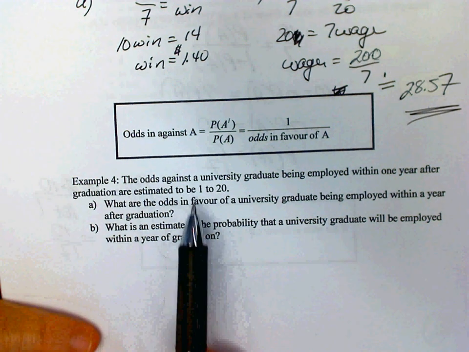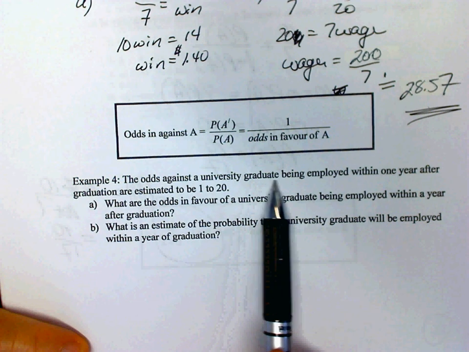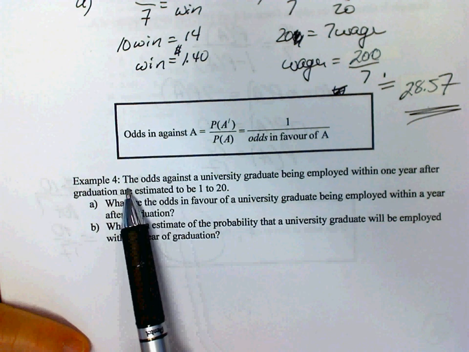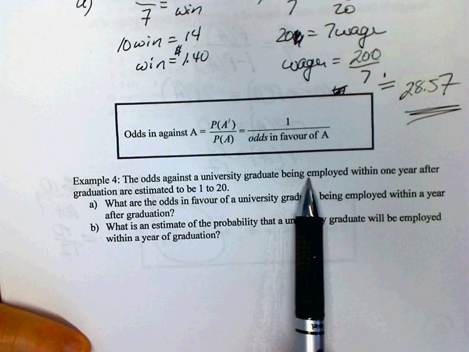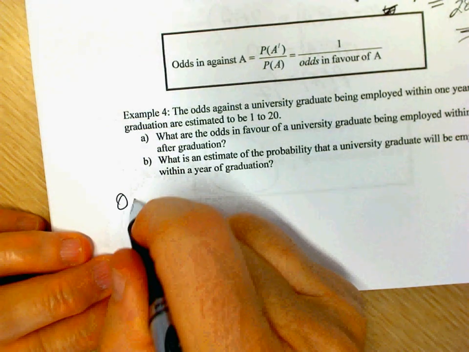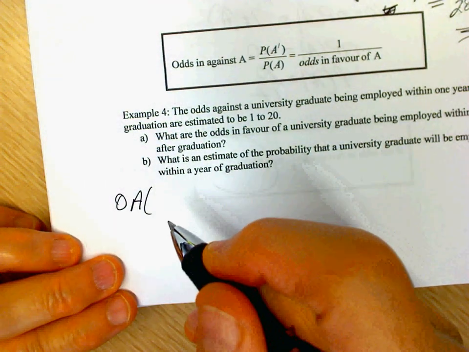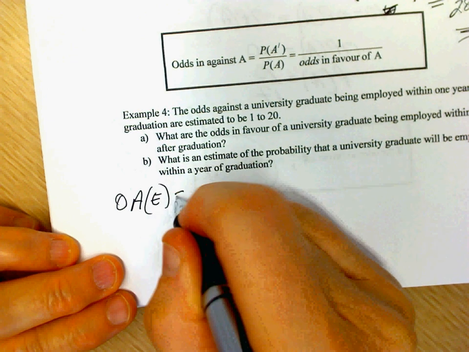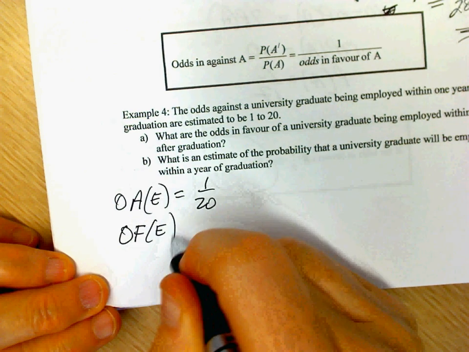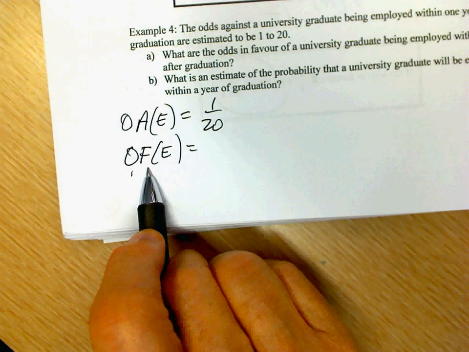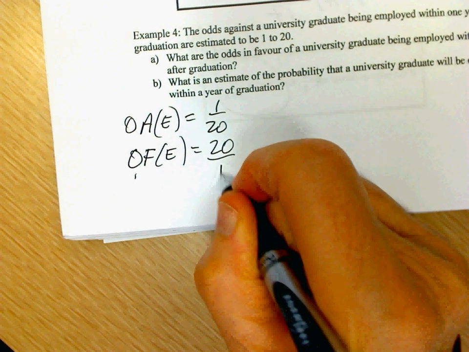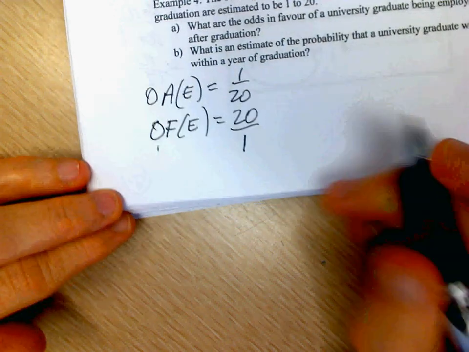The odds against a university graduate: odds against are the reciprocal of odds in favor. So the odds against a university graduate being employed within 1 year after graduation is estimated. So odds against employment is equal to 1 to 20. What's the odds in favor of employment? 20 to 1. It's the reciprocal.